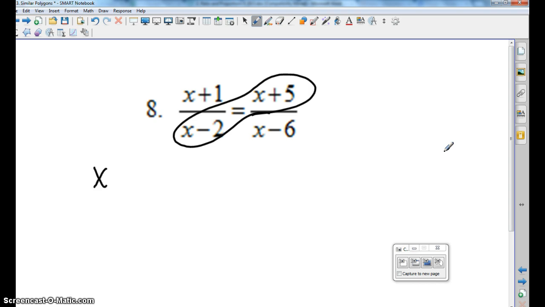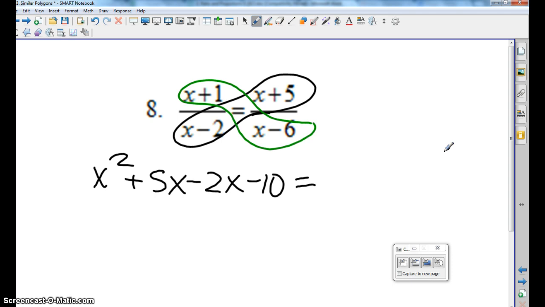So, x squared plus 5x minus 2. I am showing my middle step. Minus 10. So, that is the right side of our equation, or the left, depending on which way you're looking at it. And we're going to FOIL this side. X squared minus 6x plus x minus 6. Very good.